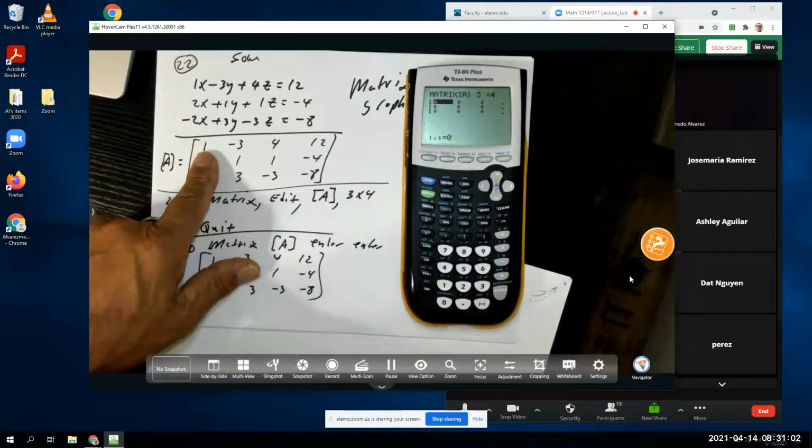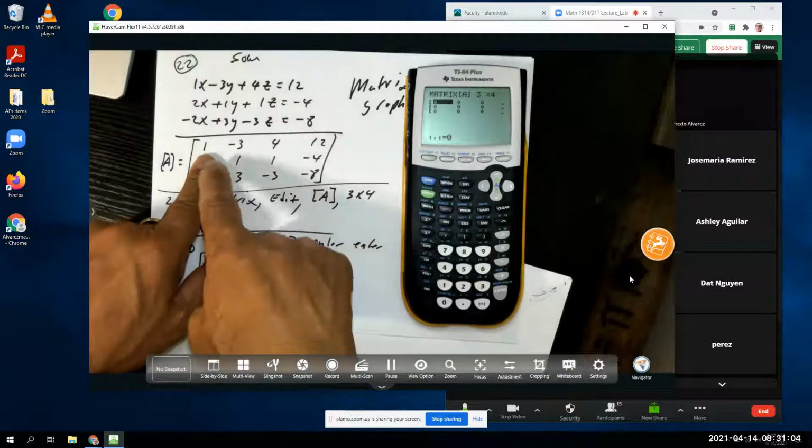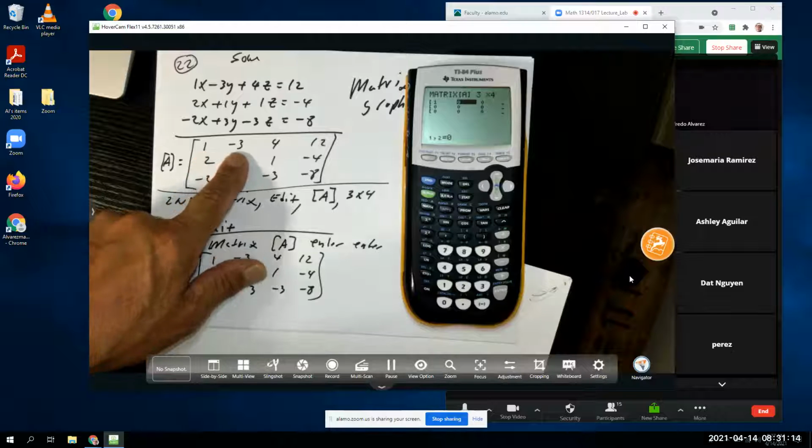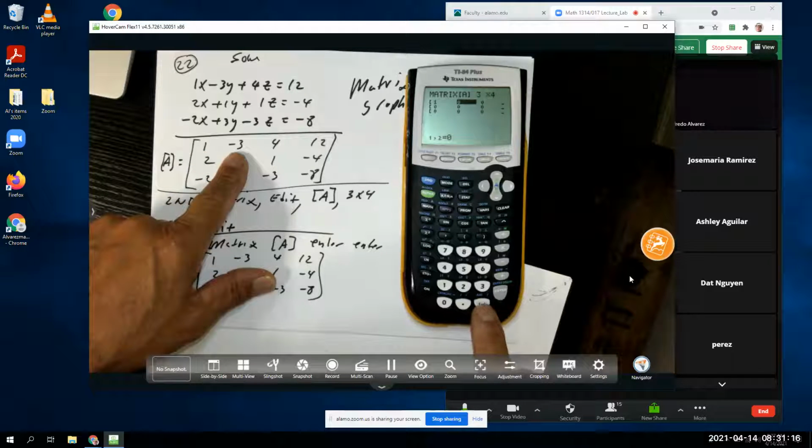So now I want to put this number in first. Ready? So how do you put the 1 in there? Right here, you just type it in. Put 1 and hit enter. Everybody okay with that? Yes. Then you go to the next one, -3. That's the little sign on here. -3 and hit enter.